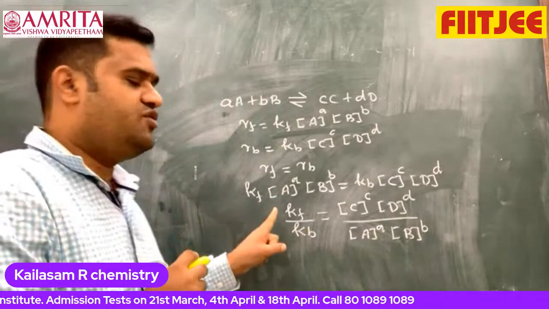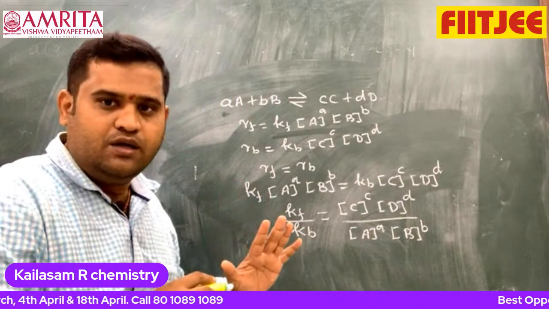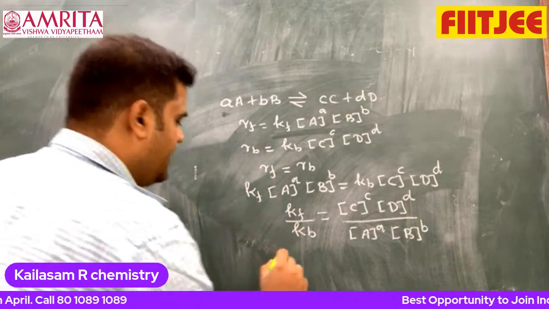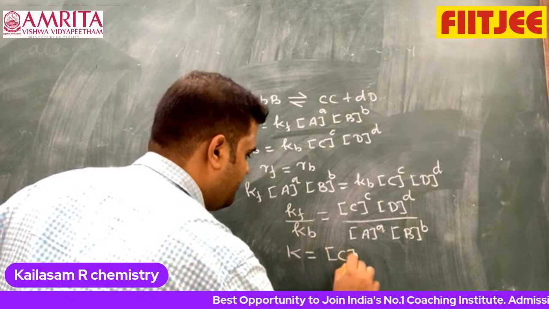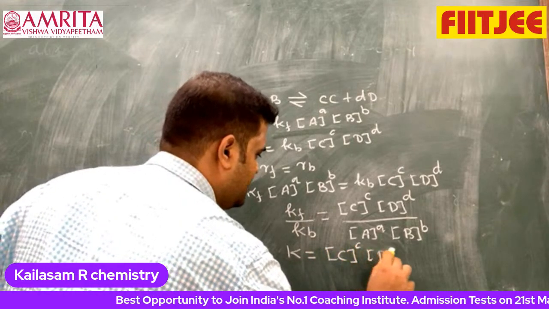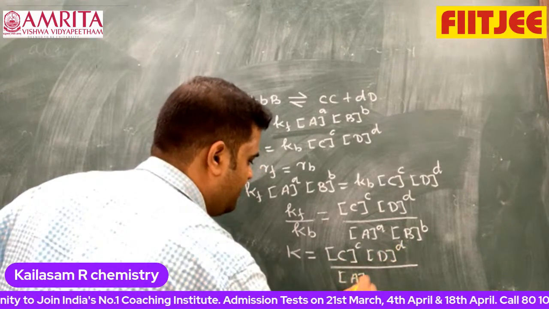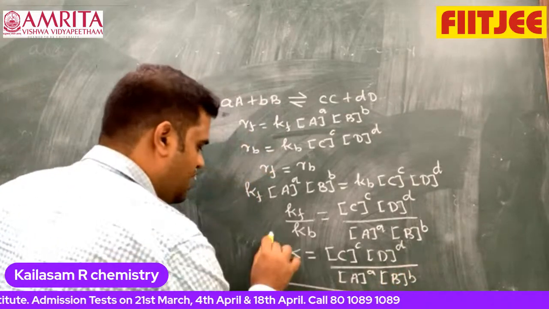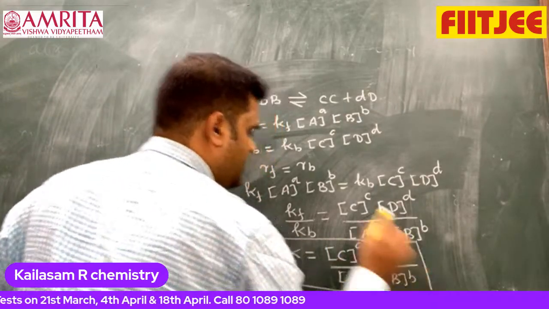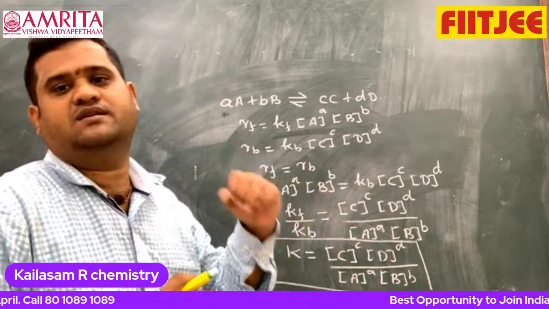Now the ratio of the rate constant of forward and the rate constant of backward is called the equilibrium constant. I can write that K is equal to concentration of C power c, concentration of D power d, by concentration of A power a, concentration of B power b. So this is how we can use the equilibrium constant expression. We can say this as Kc as well as Kp.